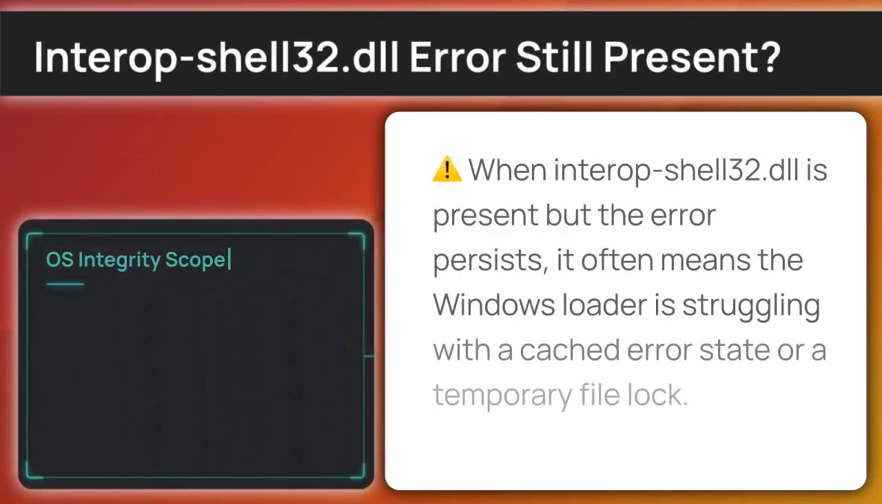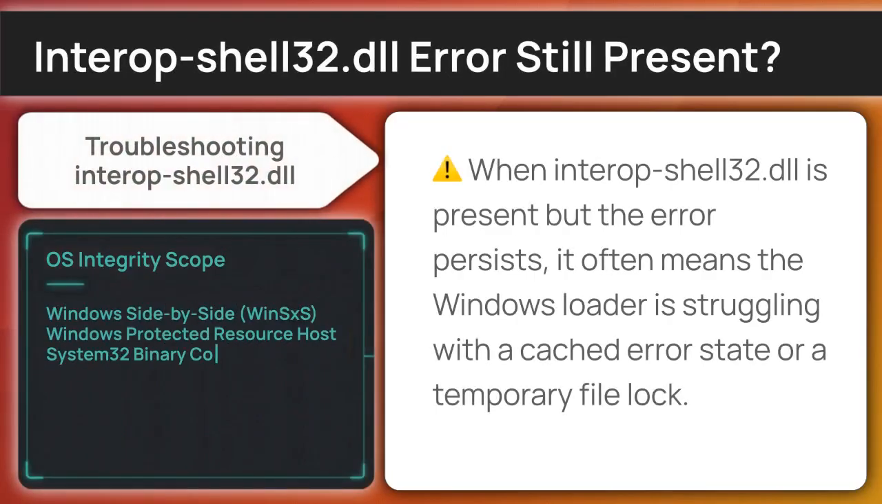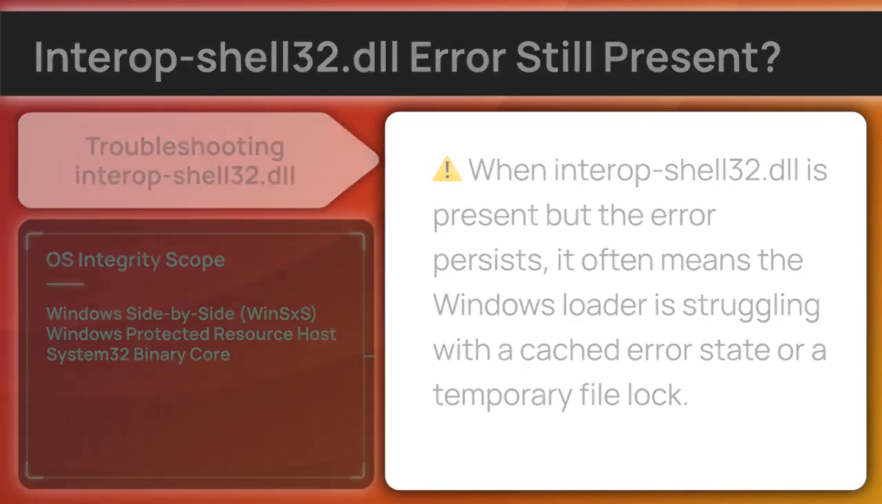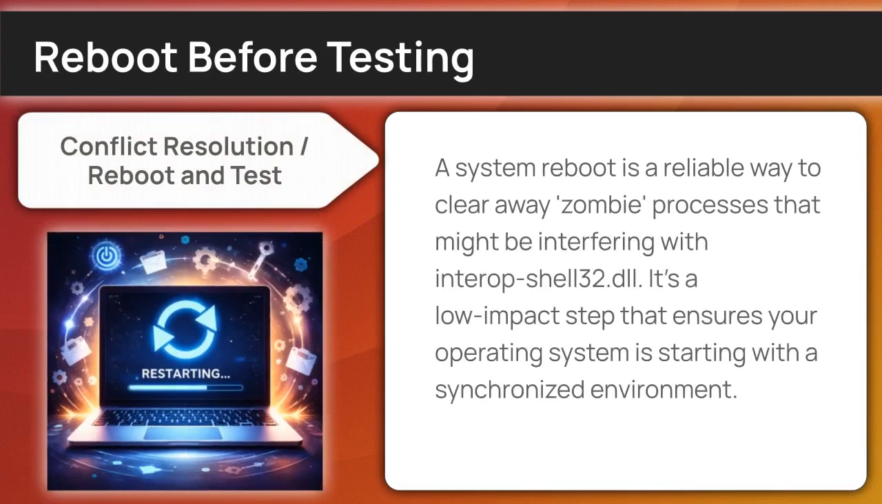If no luck was had with the redistributable package, we will escalate the fix by performing a targeted reset of the system state. A quick system restart is a practical way to ensure that all shared libraries, including Interop shell32, are being loaded correctly into the current session's memory.